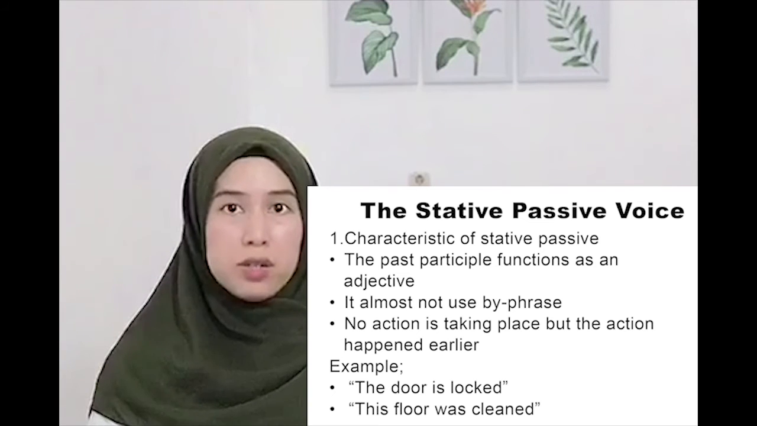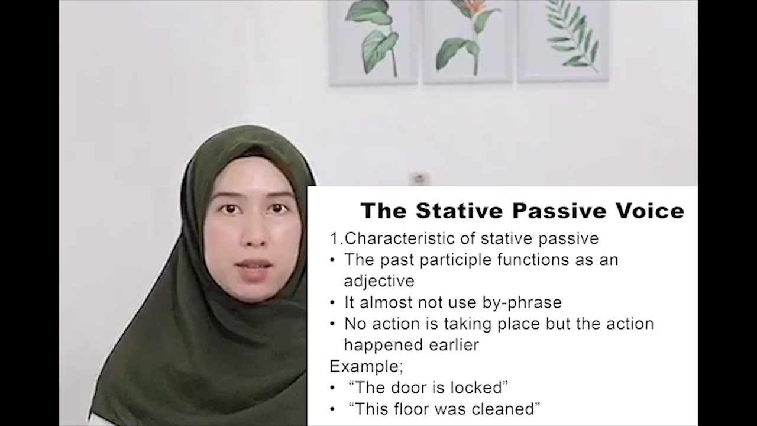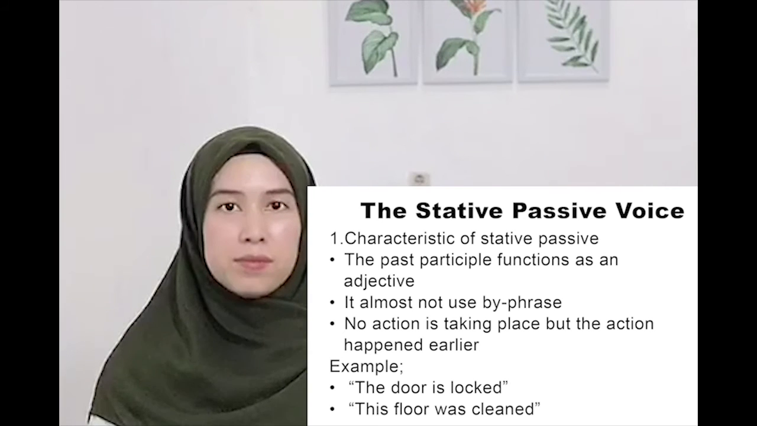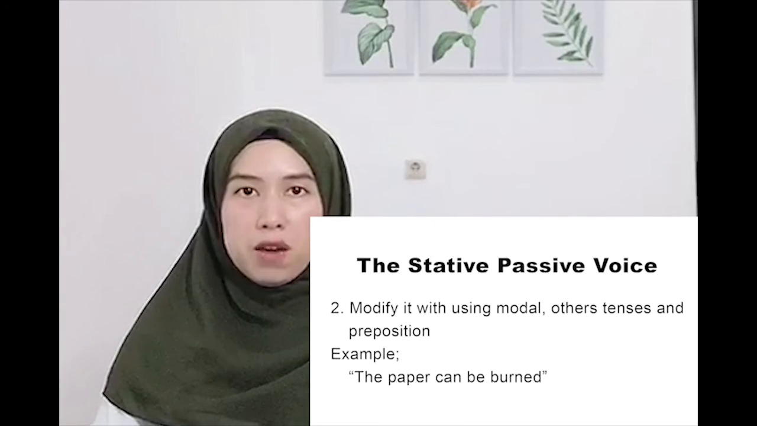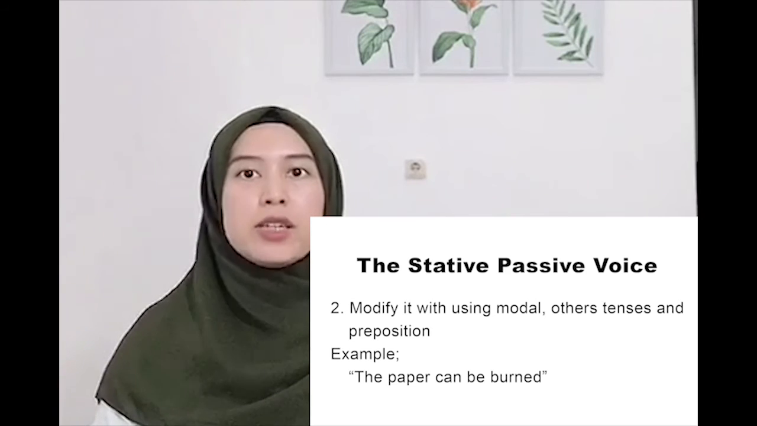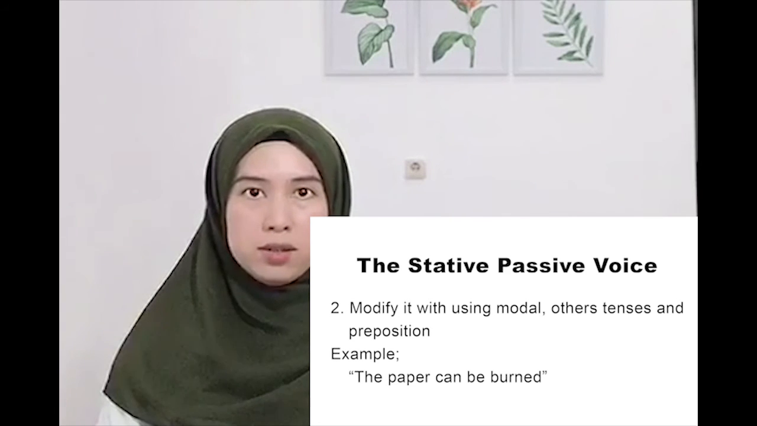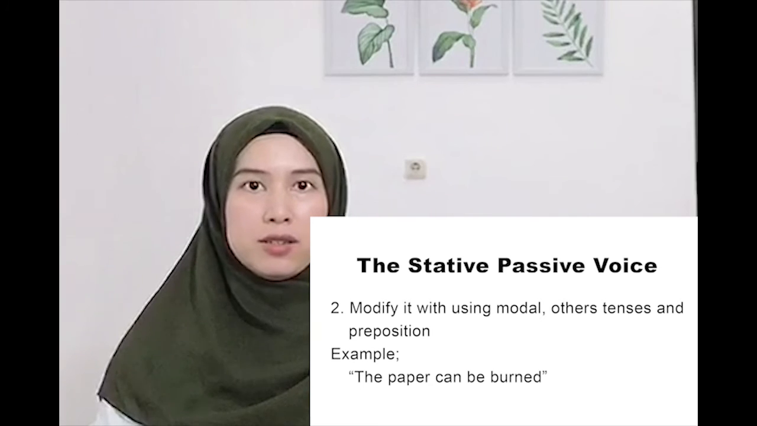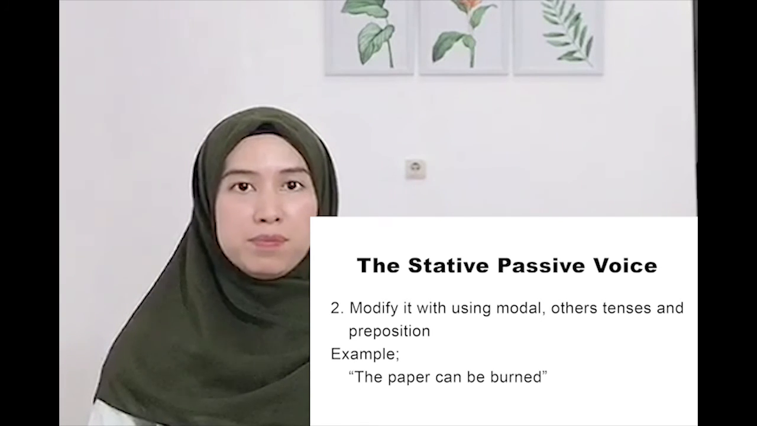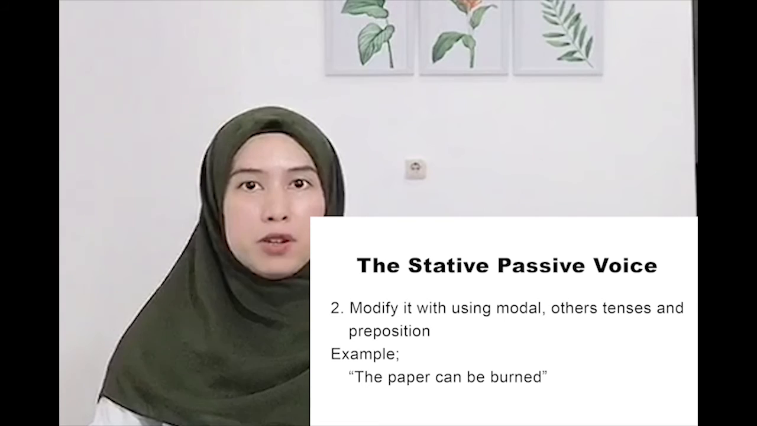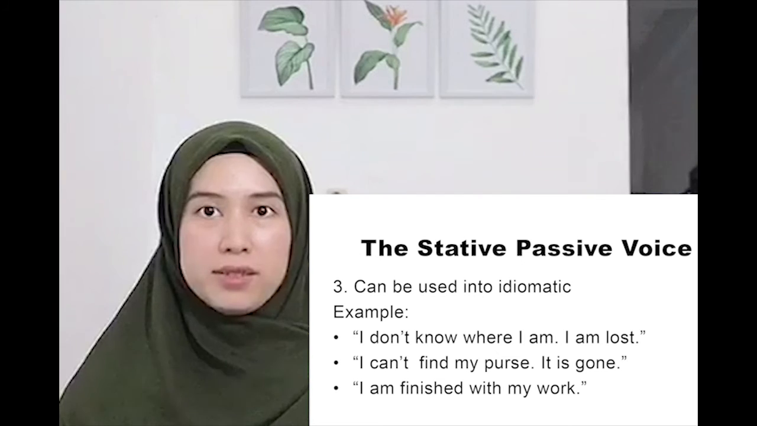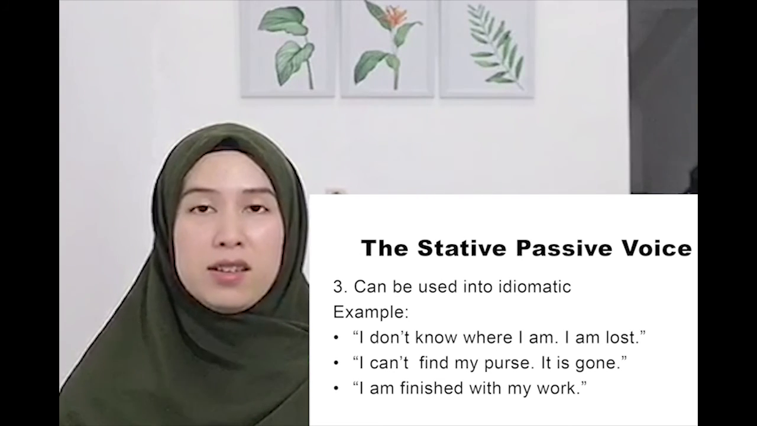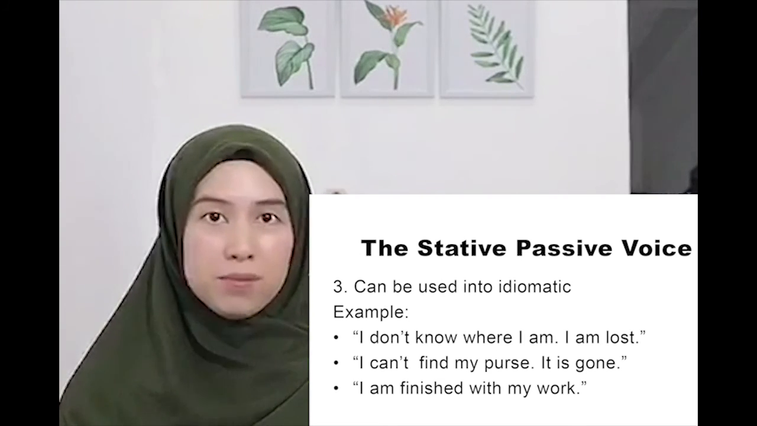From those characteristics, we can make some example sentences, like the door is locked. This floor was clean. If you have understood the basics, you can modify it using modals, other tenses, and prepositions. For example, the paper can be burned. Stative passive can also be used in idioms. For example, I don't know where I am. I'm lost.